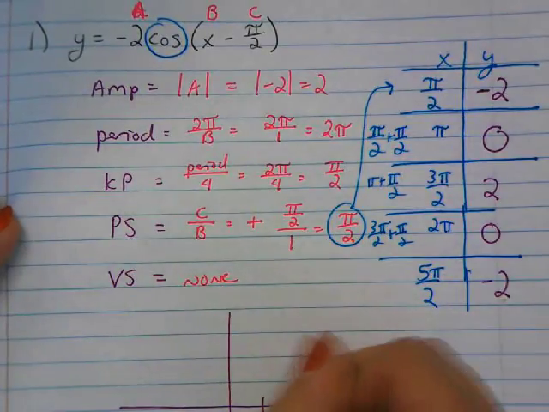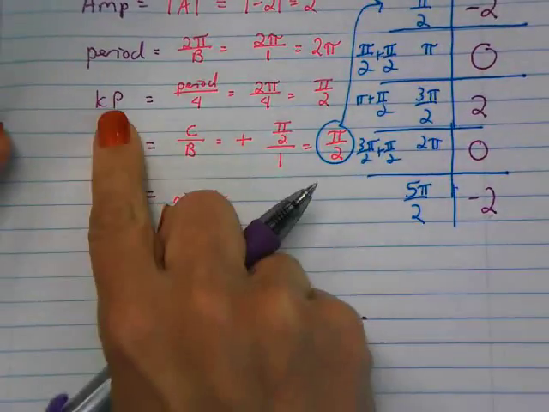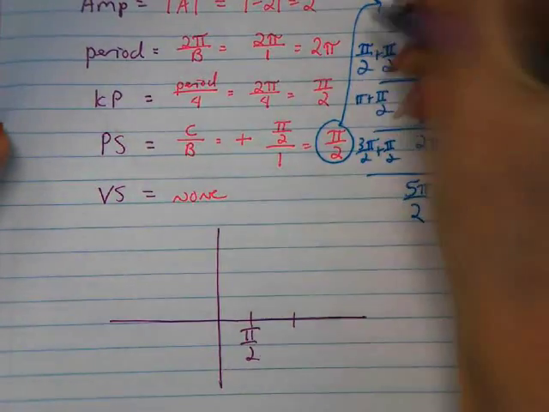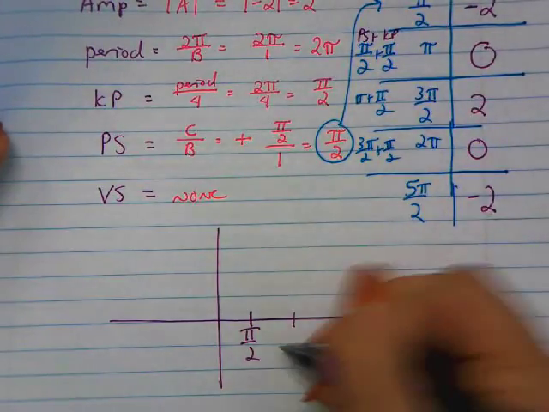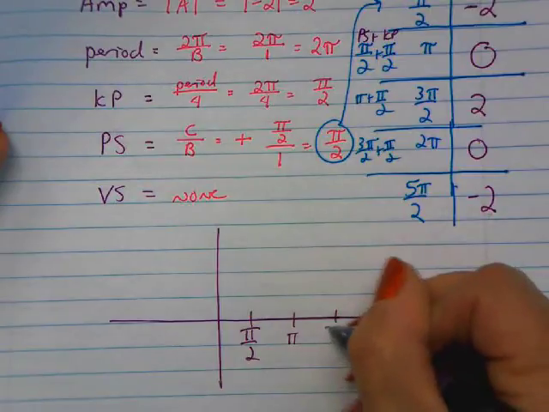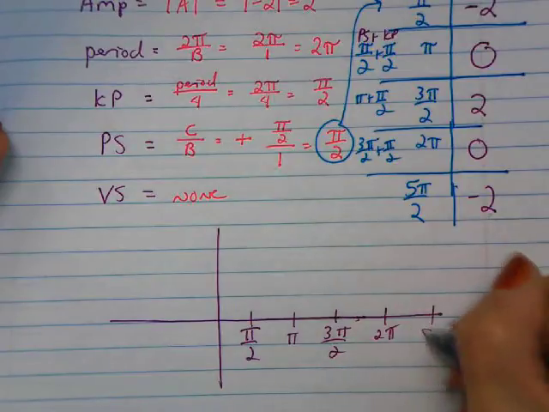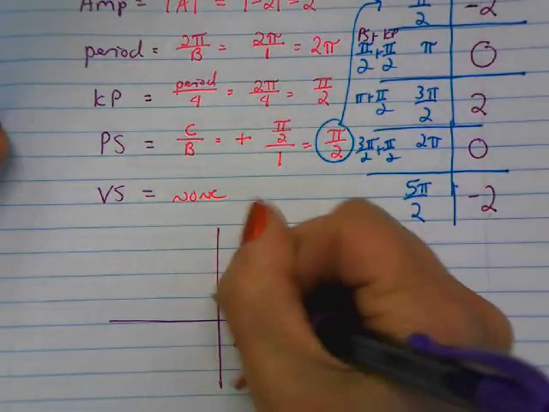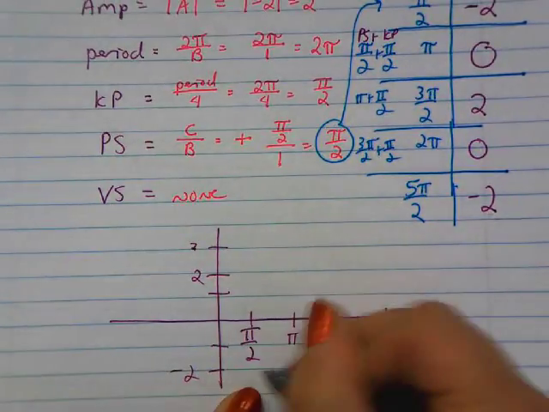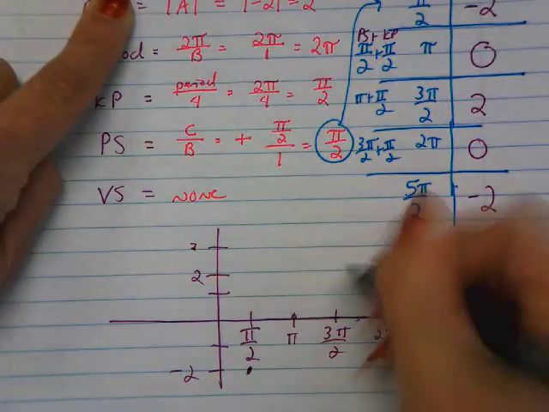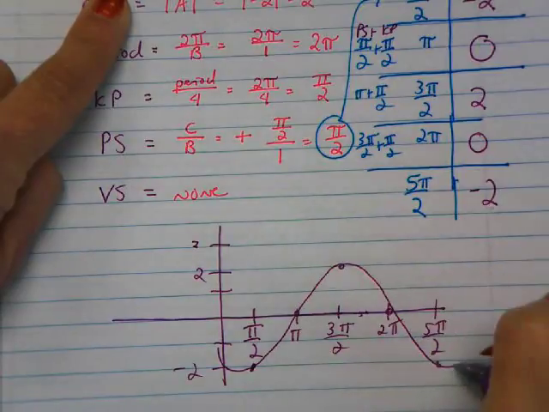So the main thing to remember is that you always start at your phase shift, and then you add your key point to it. Okay, so this is phase shift plus key point. If you have no phase shift, then you're starting at 0. And here, because it was a -2, that's why it went down first. Okay, so that's how you would graph a cosine curve.